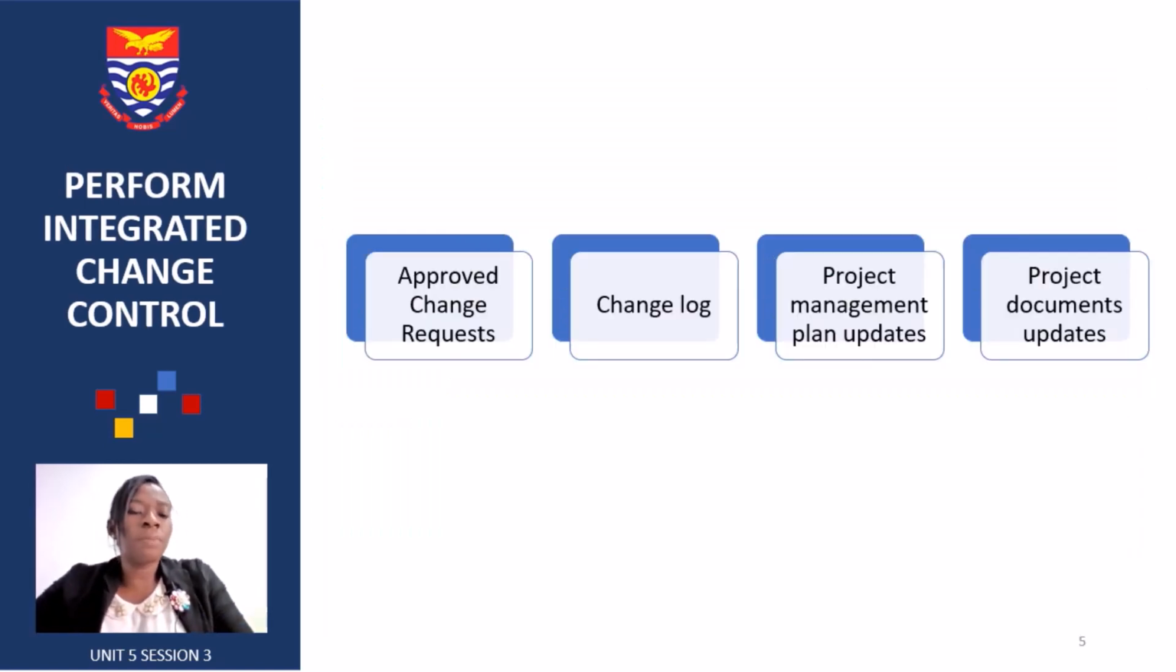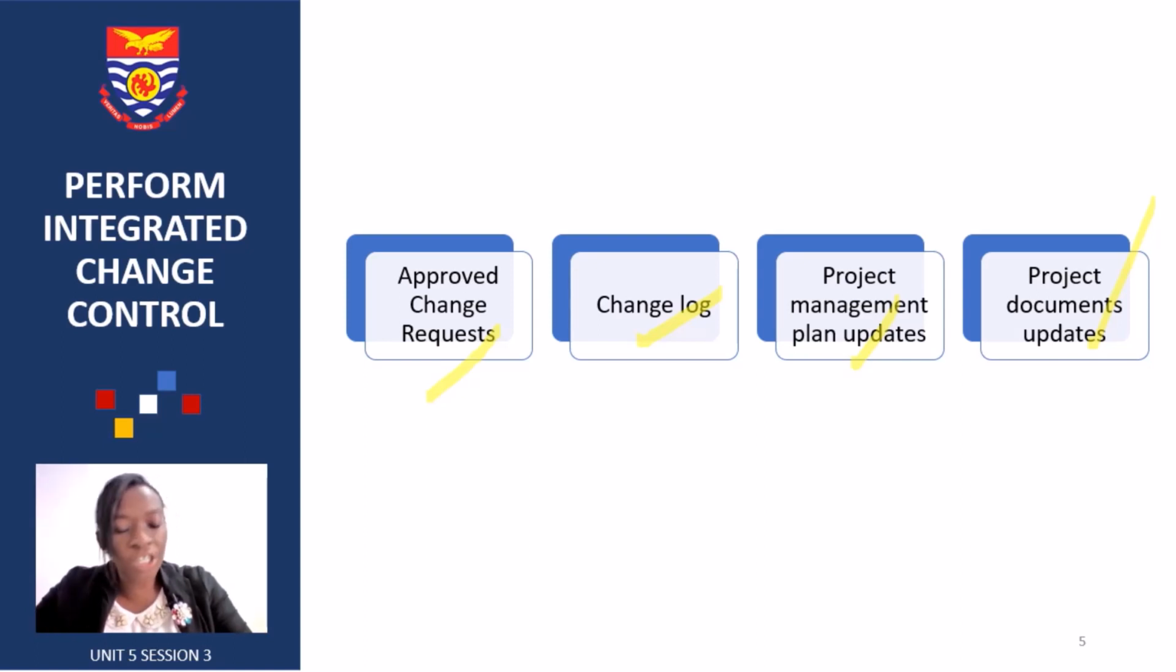Once we perform the function, the key outputs we get from integrated change control are: one, the change request; two, the change log; three, the project management plan updates; and four, project document updates. These are the four key outputs we may get when we perform integrated change control.